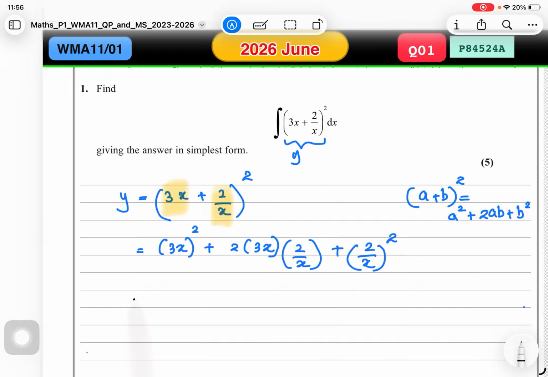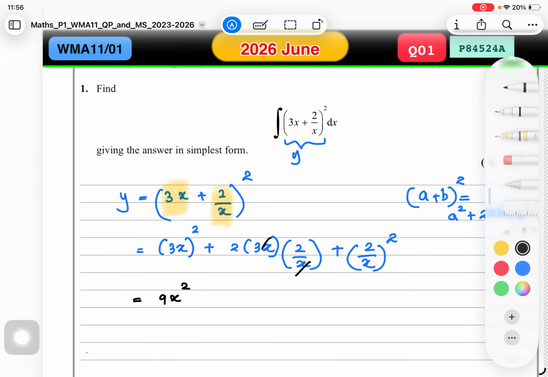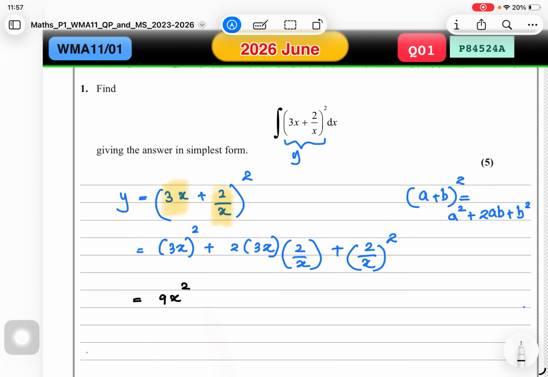When we do this, we're going to get 9x squared, and here the x's will cancel each other, so once you remove it, it's going to be 12 plus 4 divided by x squared. So this is going to be your y.